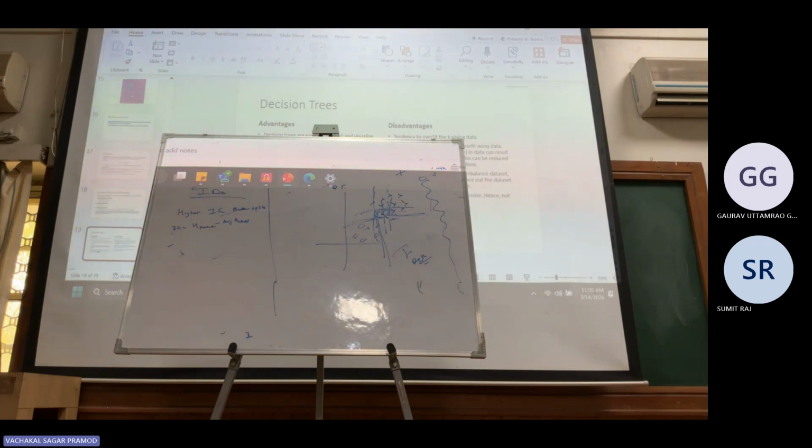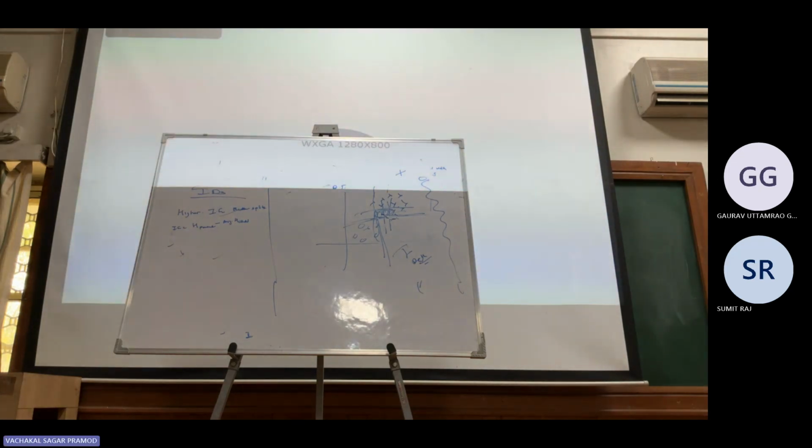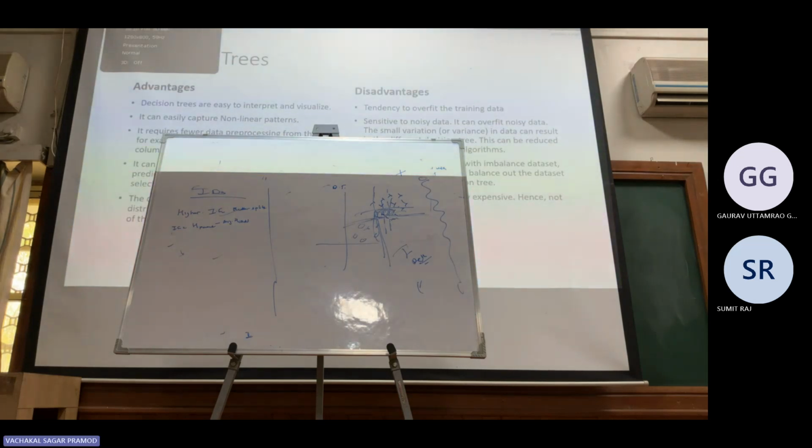So let's read this slide once and then advantage, as I mentioned, very easy to interpret and visualize. As a business manager, I do not have knowledge of any machine learning algorithm, but with human intuition, I can think, okay, salary greater than 50,000, go this way. I mean, as we see in the iris petal example.